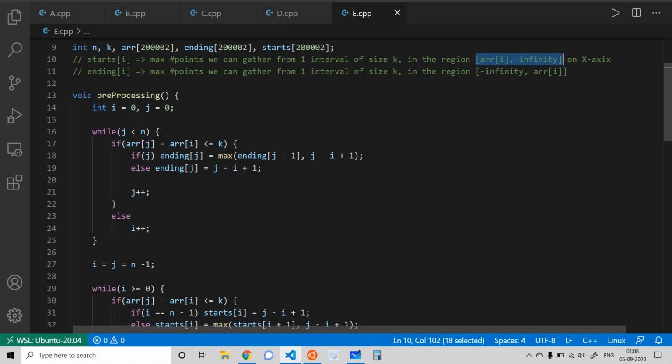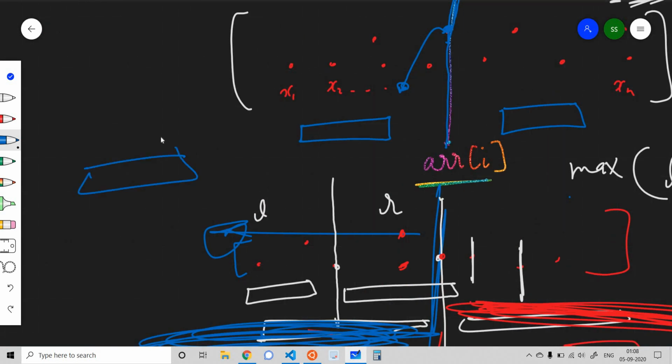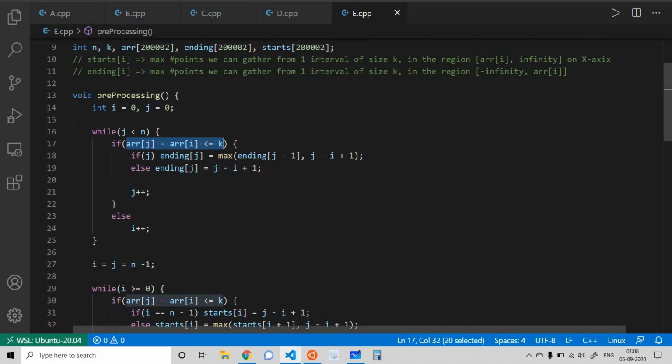Here initially i and j are both 0. If I see the difference between the x coordinates is less than or equal to k for my window, here my window, this is i and this is j. Now array i is the coordinate of this point and array j is the coordinate of this point. So if that is less than or equal to k, I can take the maximum of any other interval which I have found previously, or the current interval which is gathering j minus i plus 1 points. And if it is the first interval, I do not need to take care of any previously found interval, so I'm just updating its value to j minus i plus 1.